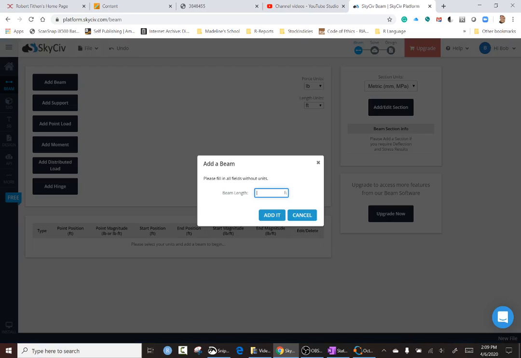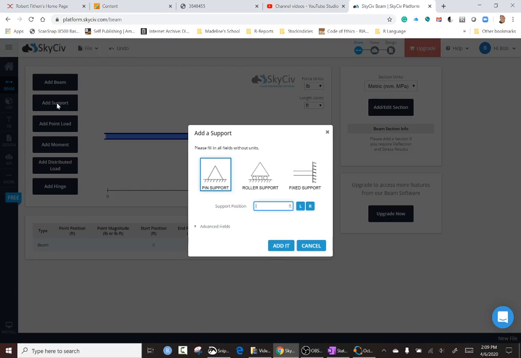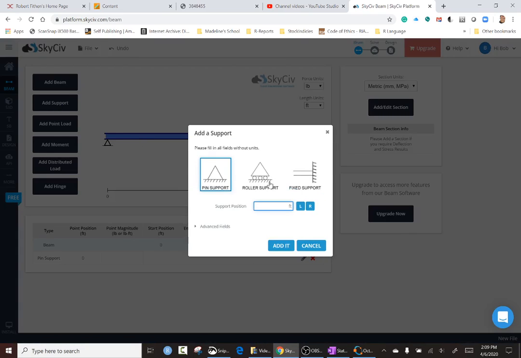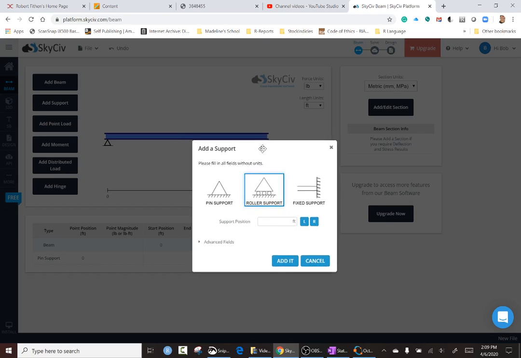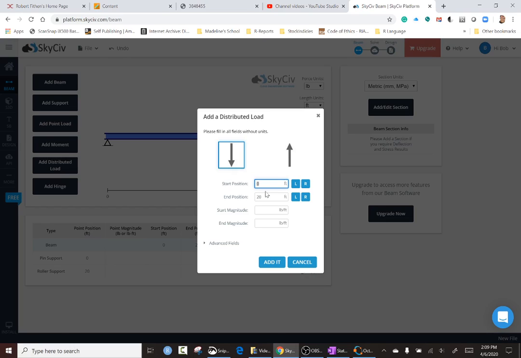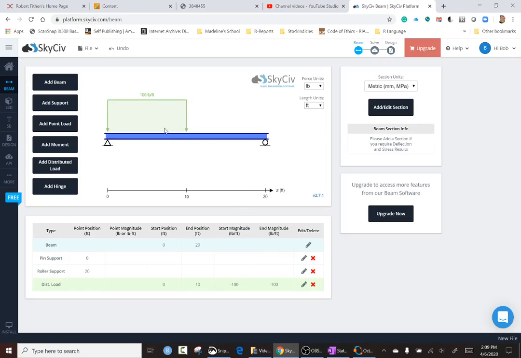Let's say we have a 20-foot beam. We're going to add a pin support at location 0. We're going to add another support on the far end, a roller support at 20 foot. So a simple case like that. And then I'm going to add a distributed load. It starts at 0, ends at 10. I'll say it's 100 pounds a foot, going to 100 pounds a foot, and I'll add it.